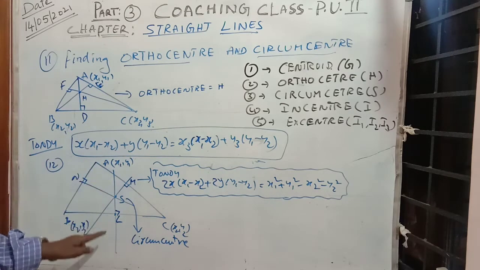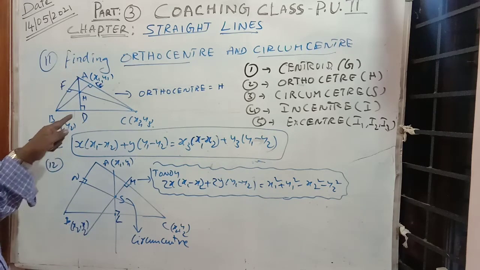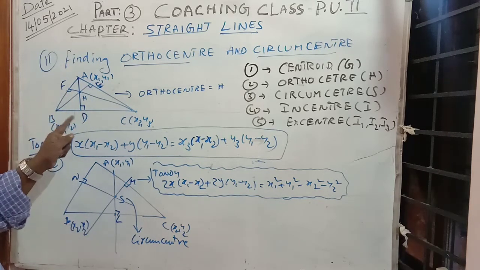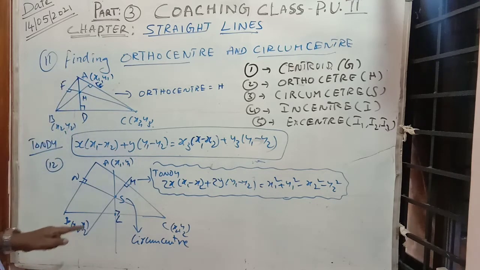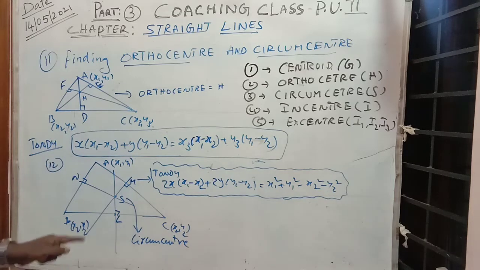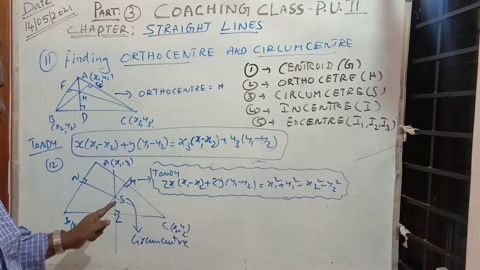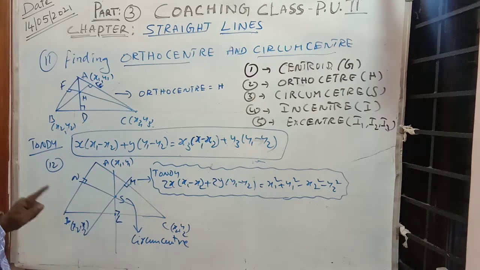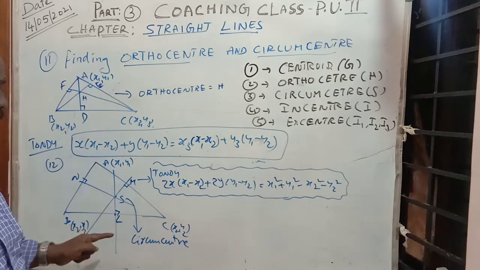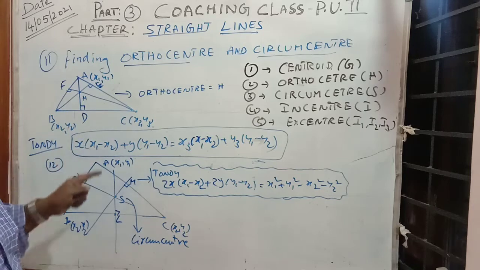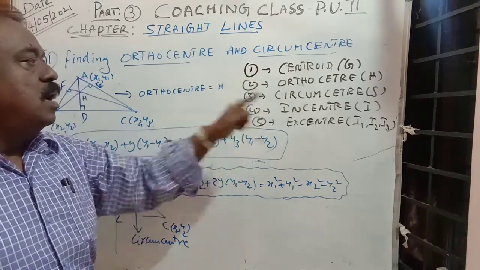Bisector means it is passing through the midpoint. Here L, M, N are the midpoints of the sides. But here D, E, F are not the midpoints of the sides. They are the feet of the perpendiculars, the altitudes. Now a lot of difference is there. This SL need not pass through A, or SM need not pass through B. That is the point of concurrence of perpendicular bisectors, the point of concurrence of altitudes, and the point of concurrence of medians, the centroid, and the in-center.